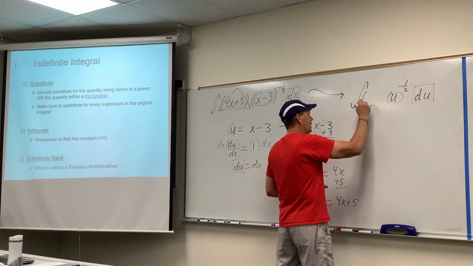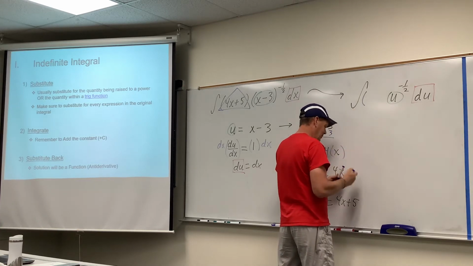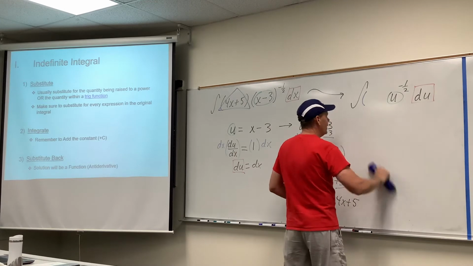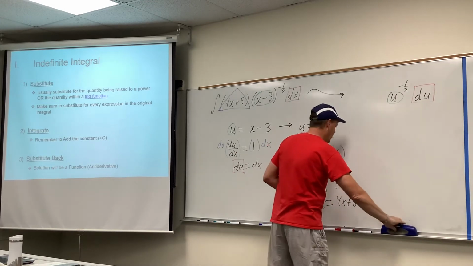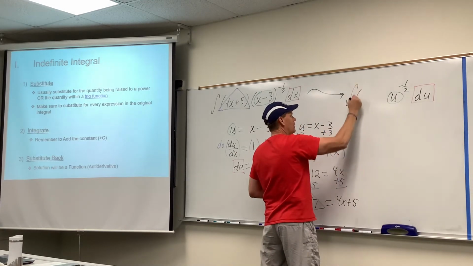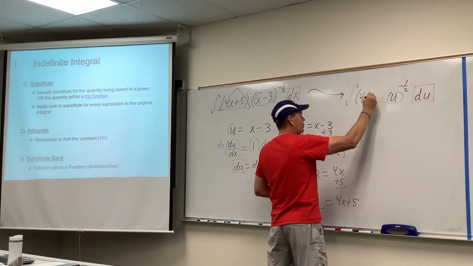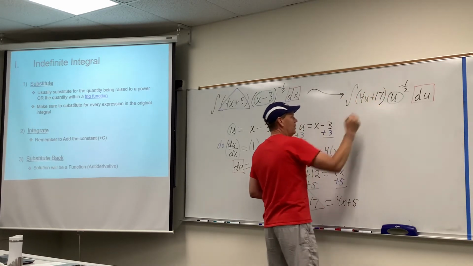4u plus 17. Now you might say, well, wait a minute. What did we just accomplish there? It seems like this new integral is as equally complicated as the original, but in fact, it's going to have a different algebraic structure. All right?